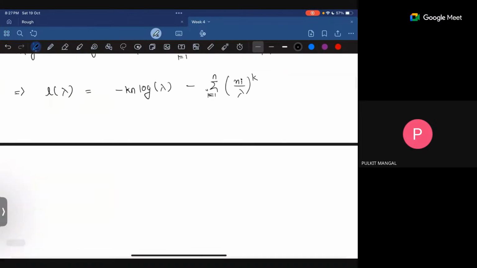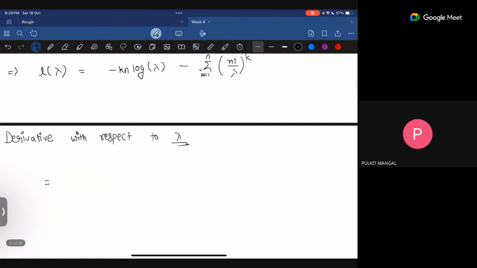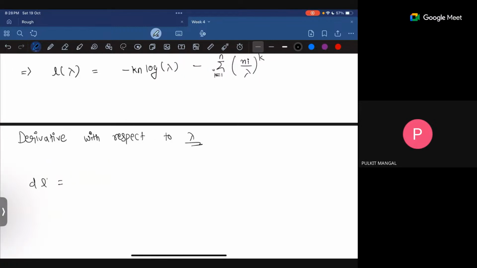So we'll just take the derivative with respect to lambda. That's the next step. So tell me what will be the derivative for this quantity. The first one, what will be the derivative of minus kn log lambda? Good. The derivative of minus kn log lambda is minus kn by lambda.